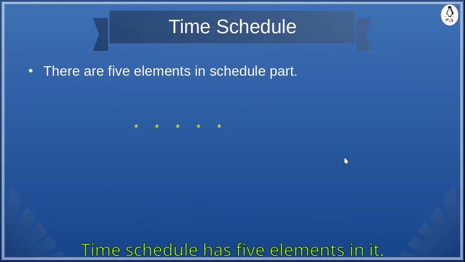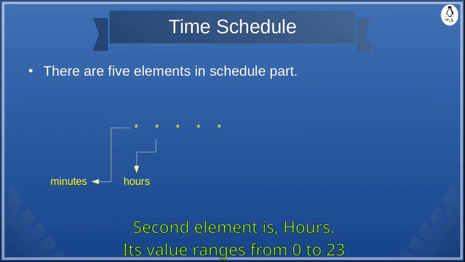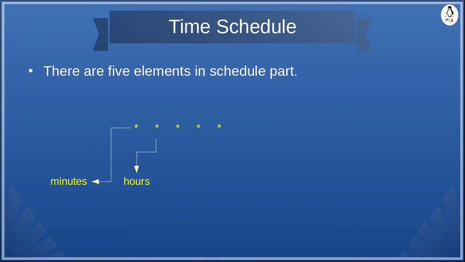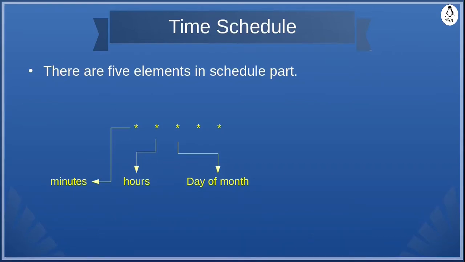Time schedule consists of 5 elements. First element represents minutes of the time. Its value can be anything from 0 to 59. Second element represents hours of the time. Its value can be anything from 0 to 23. Third element represents day of the month. Its value can be anything from 1 to 31.